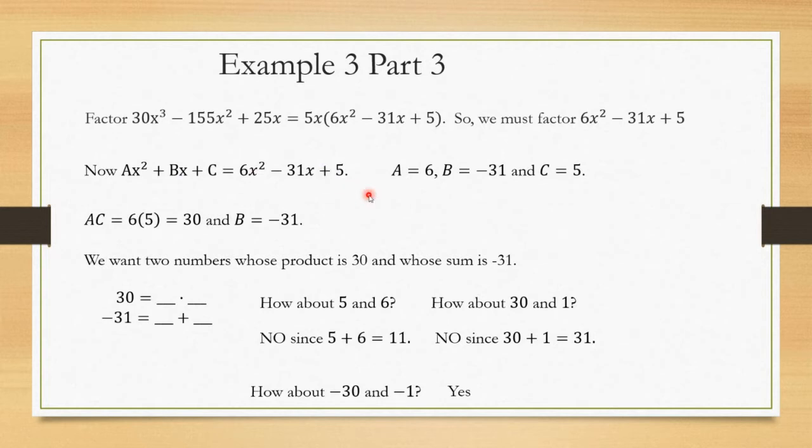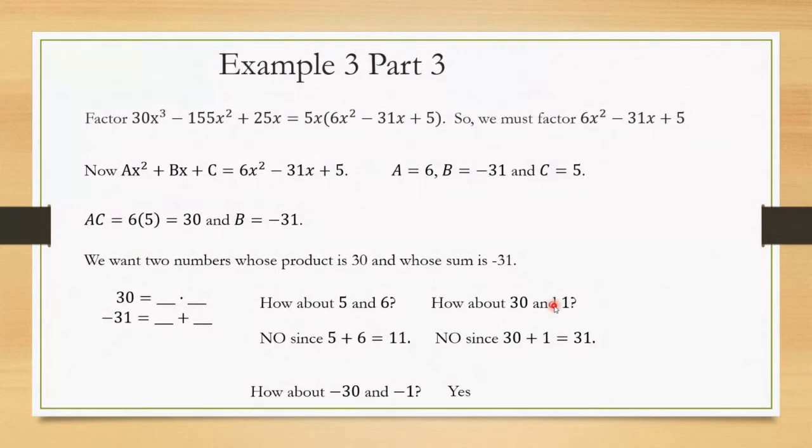Okay, so now what? Well, A times C, right? That's going to be 30, 6 times 5. B is negative 31. So we want two numbers now whose product is 30 and whose sum is negative 31. While it's tempting to try 5 and 6, that's not going to work. 5 plus 6 is 11, so that's not going to work.